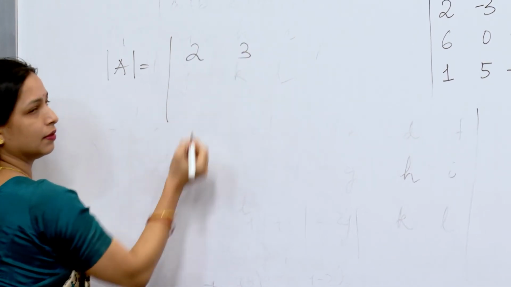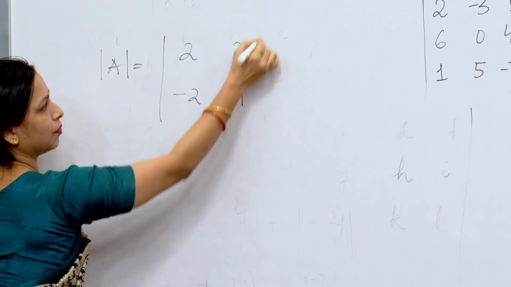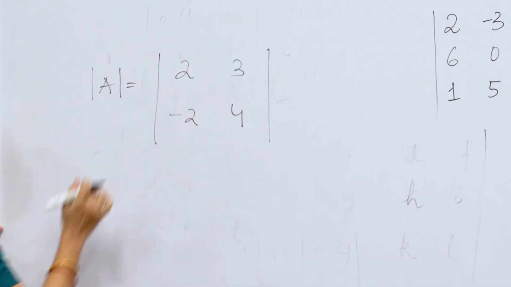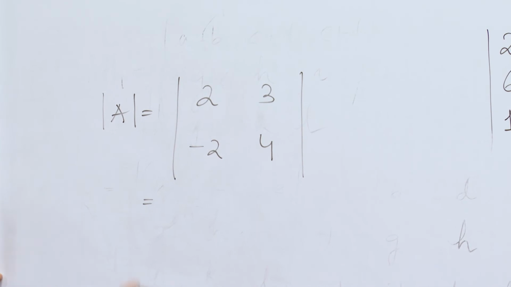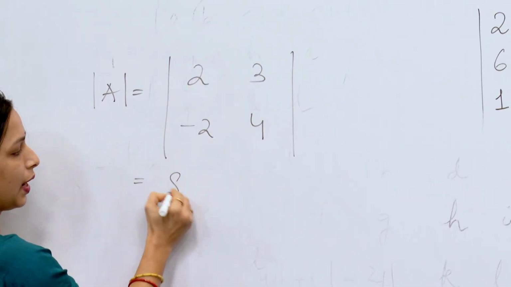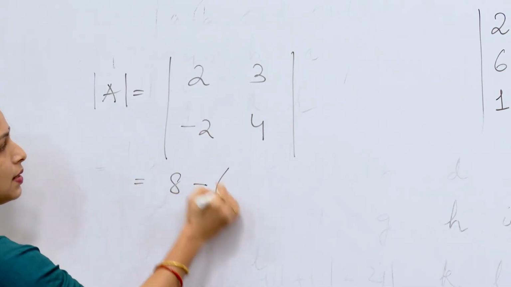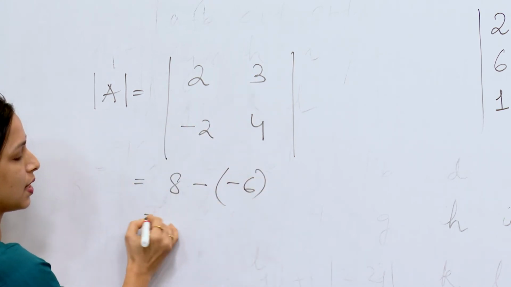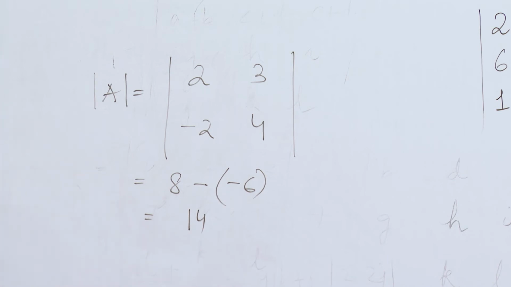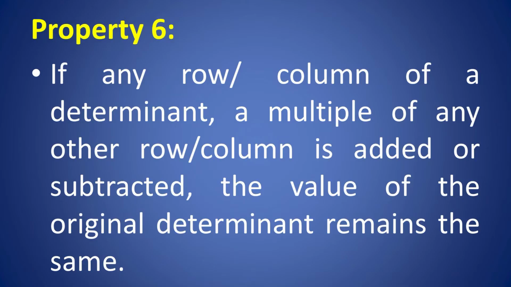2, 3, minus 2, 4. All right. Now, the determinant value is how much? 2 into 4, 8, minus 3 into minus 2 is minus 6. So, the resultant value is 14. Now, the property says that if to any row or column, we add a multiple of the elements of any other row, what does it mean?